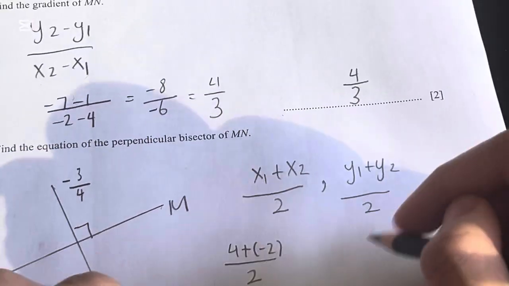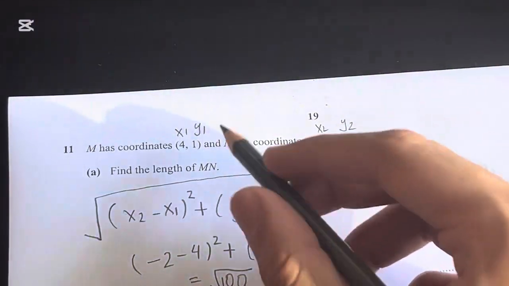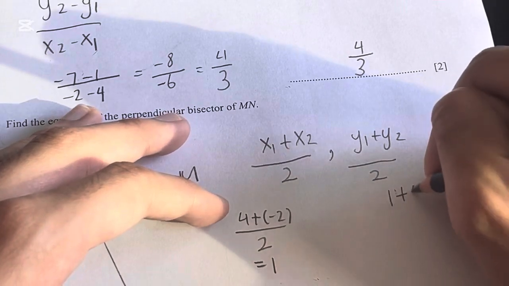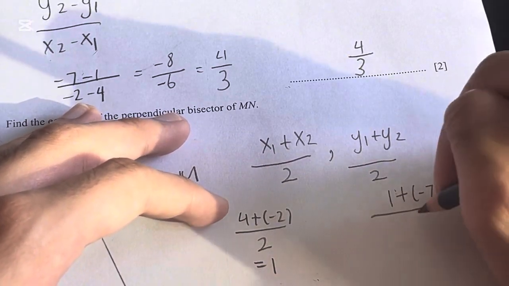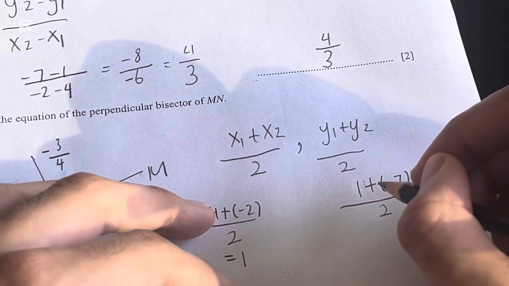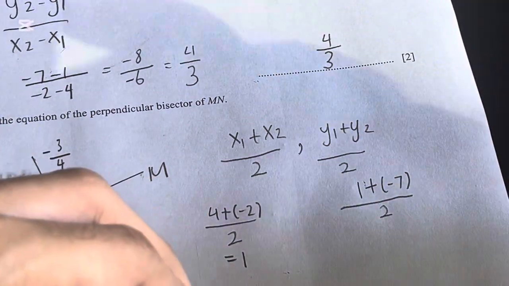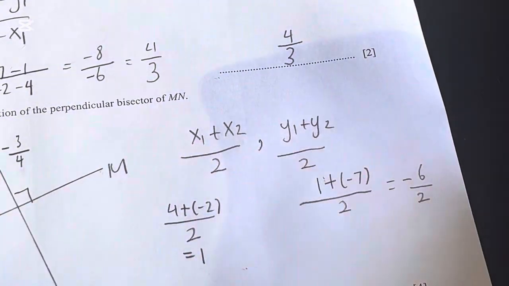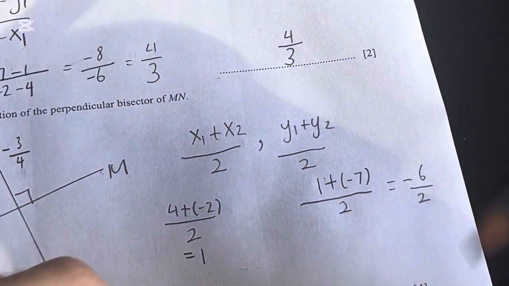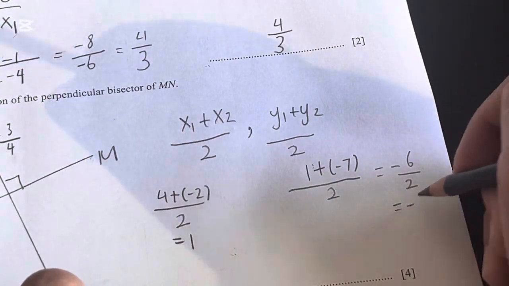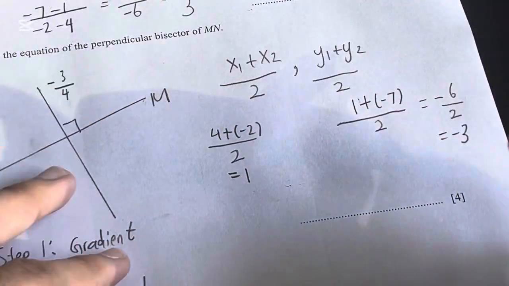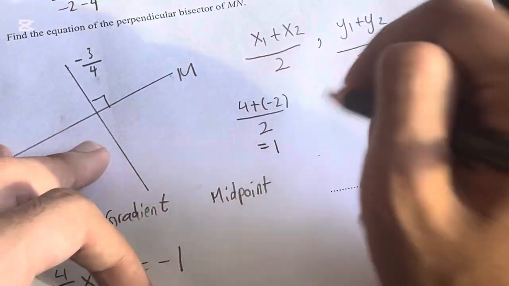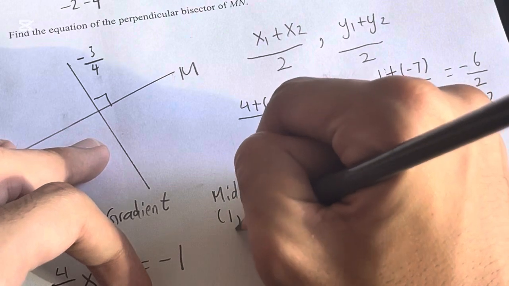And for the y coordinate, we're going to take y1 and y2. So y1 is 1 and y2 is -7. So 1 plus -7 divided by 2, and 1 plus -7, well that's just 1 minus 7, and 1 minus 7 is minus 6. So minus 6 divided by 2, that is just minus 3. So that's going to be minus 3. So our midpoint coordinates are going to be (1, -3).